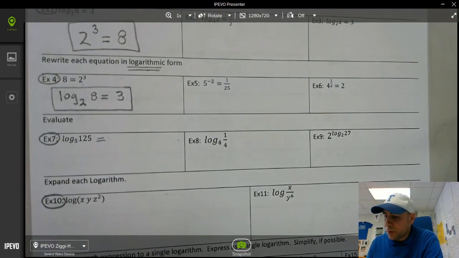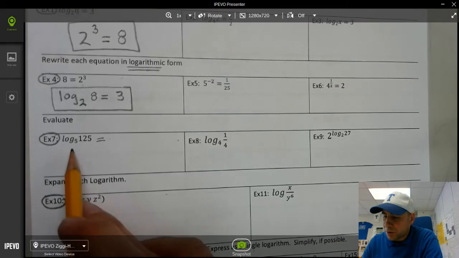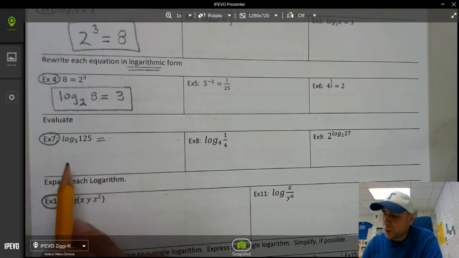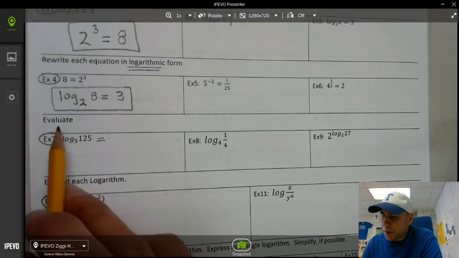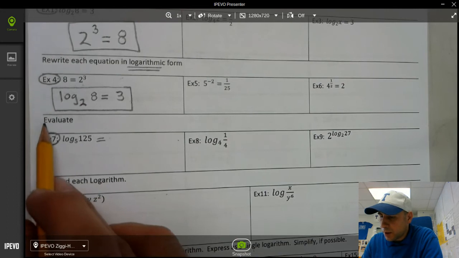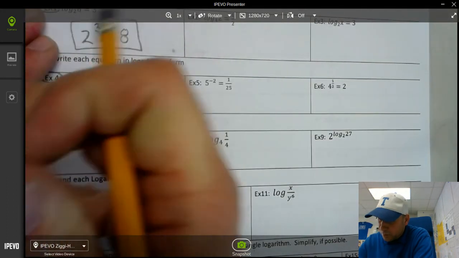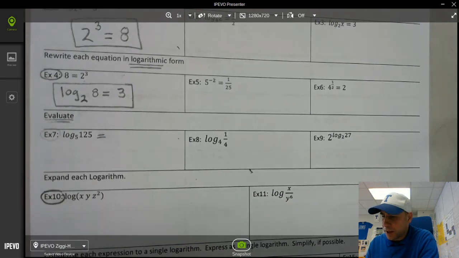Well, to evaluate, we can actually go from log to exponential form. Okay? Actually, no. You know what? Let me talk about the evaluating in class. Okay? So let me explain how to evaluate in class.